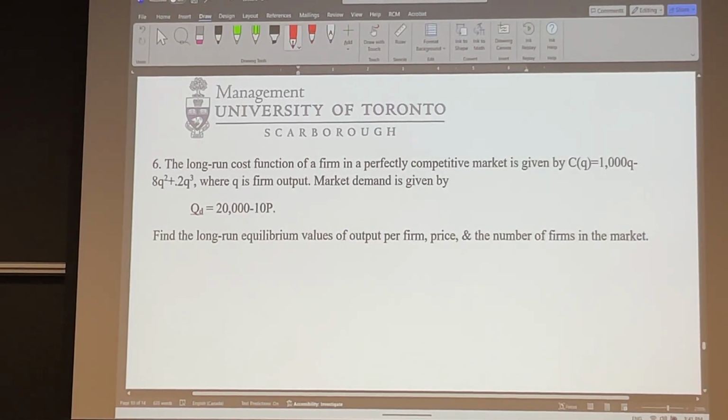But it does not give you the supply, you have to find it. Because the cost is given. Using that, you have to find the supply. Let's see how it works.